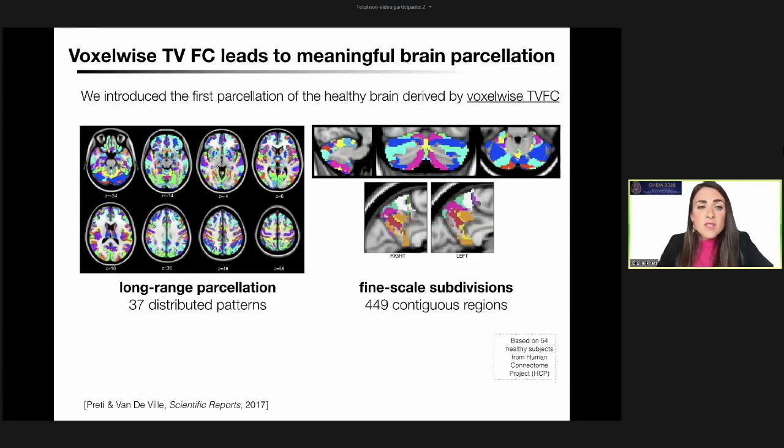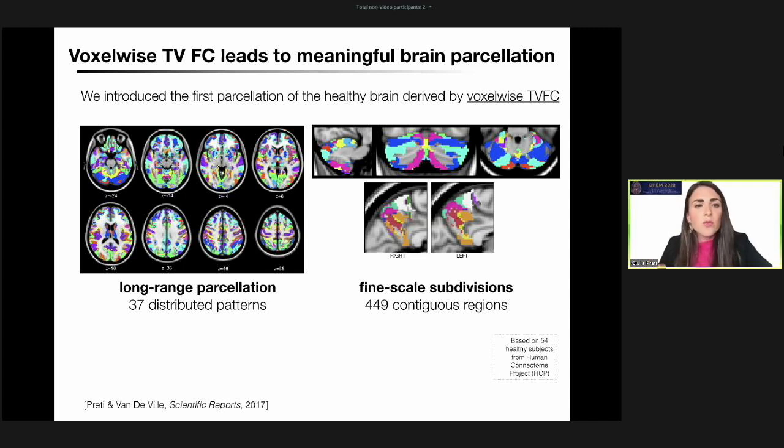Then within this framework, we introduced the first parcellation of the healthy brain derived by voxel-wise time-varying functional connectivity, because in fact, it's true that we wanted to avoid starting from the choice of an a priori parcellation, but at the same time, we could imagine that the time-varying functional connectivity information was not necessary at the voxel level, because neighboring voxels would carry the same information.